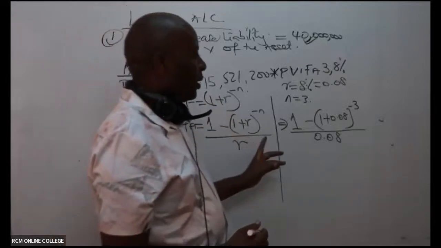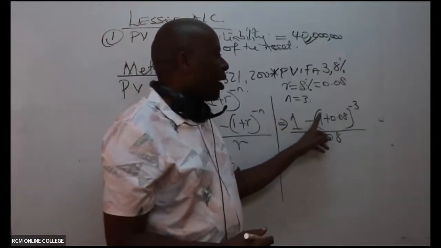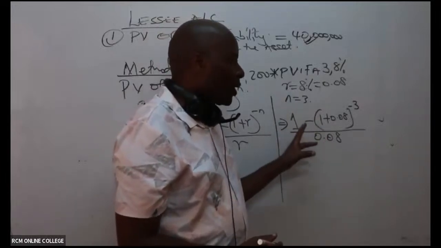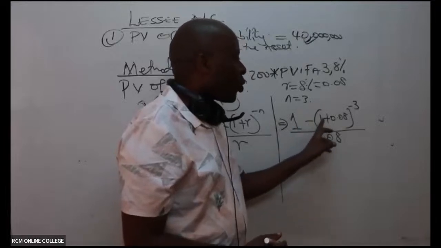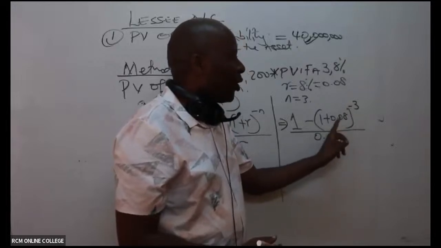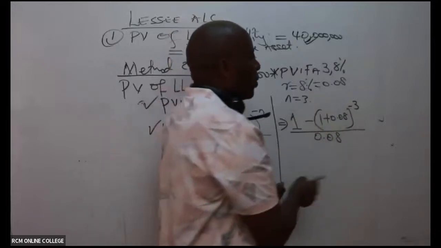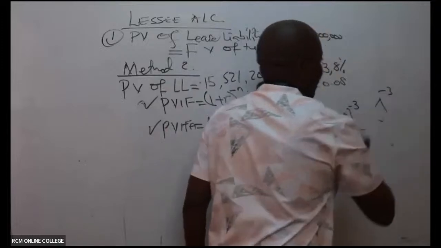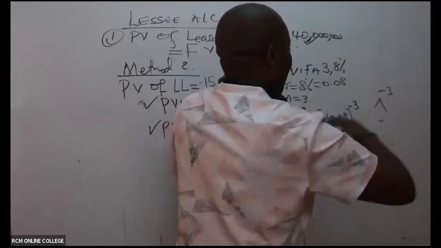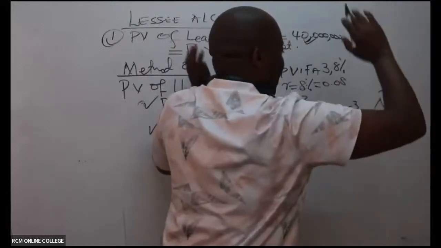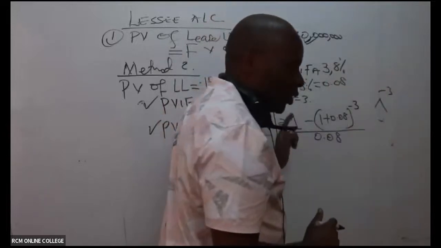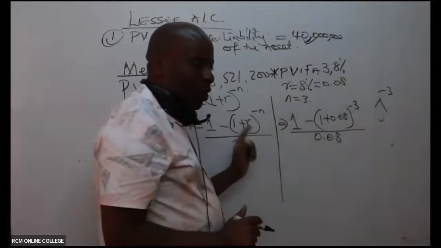Now I would want you to do me a favor. In your calculator, you will say 1 minus, open brackets. You must always open brackets here. So we have 1 plus 0.08, you close your brackets, and you say raised to negative 3. Then you say equals to take care of this upper bracket. The fraction bar is like a bracket telling you, first give me the numerator. So you must say equals before you say divided by 0.08.